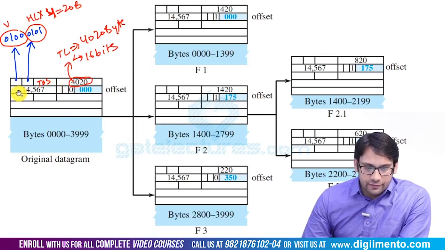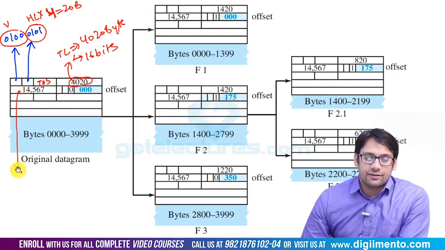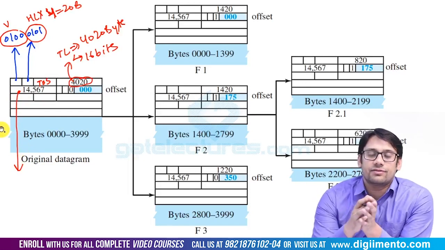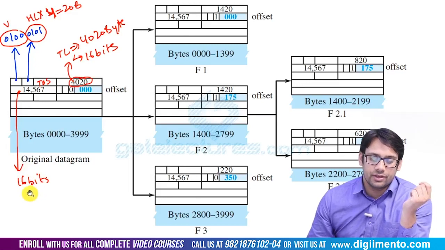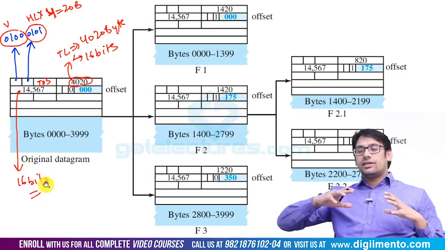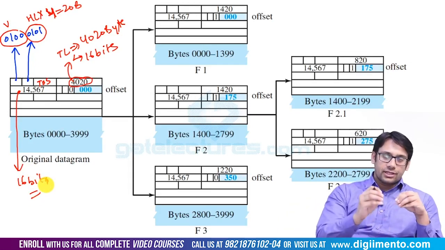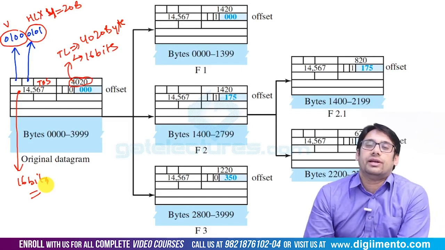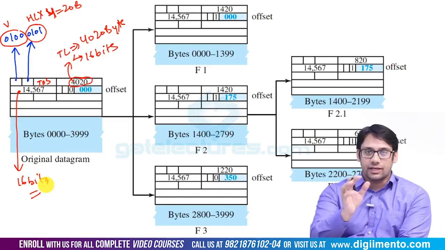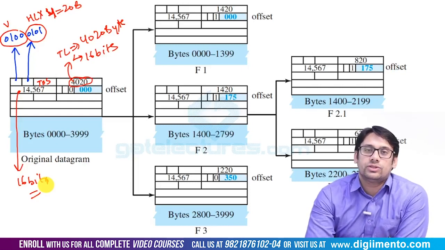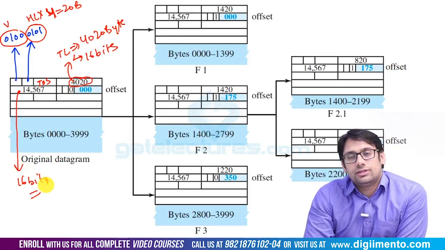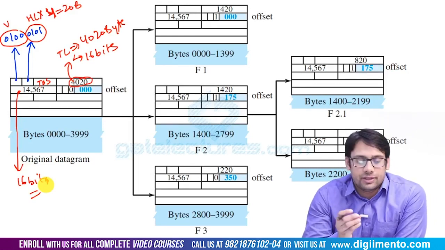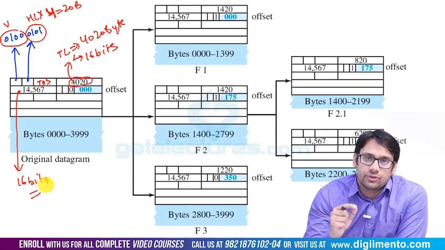Now the very first field here is the identification field. This identification field is a 16 bit field. And this identification is actually a unique number that is given to every IP datagram. Every IP datagram will have a unique number, which is called the identification field.